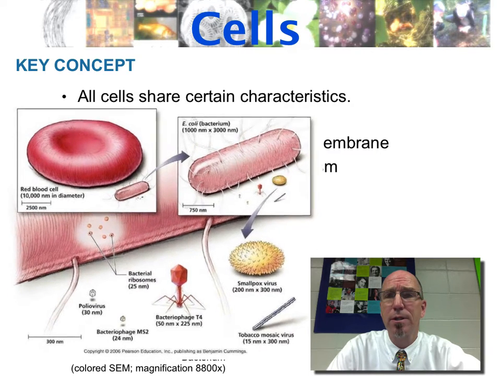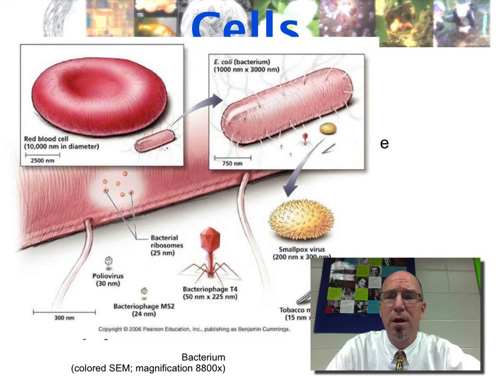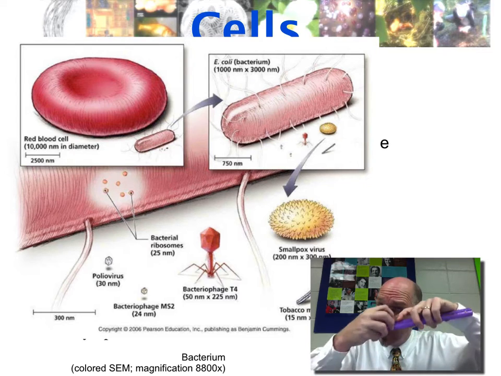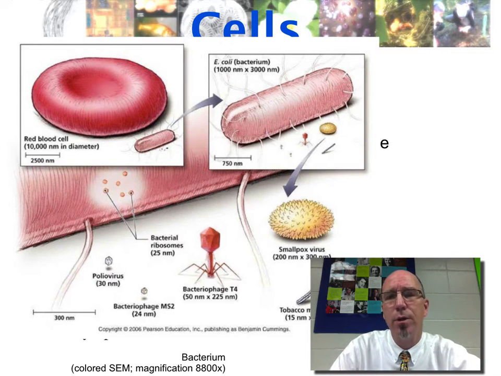Here we can look at the scales of things. You can see a red blood cell. It says 10,000 nanometers. That's 10 microns, 10 micrometers. So, in other words, you could take 100 of those in a millimeter, and you would get a millimeter.